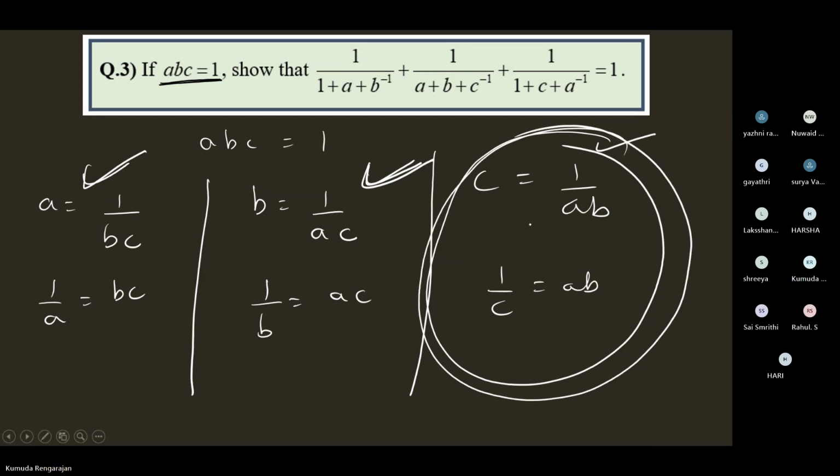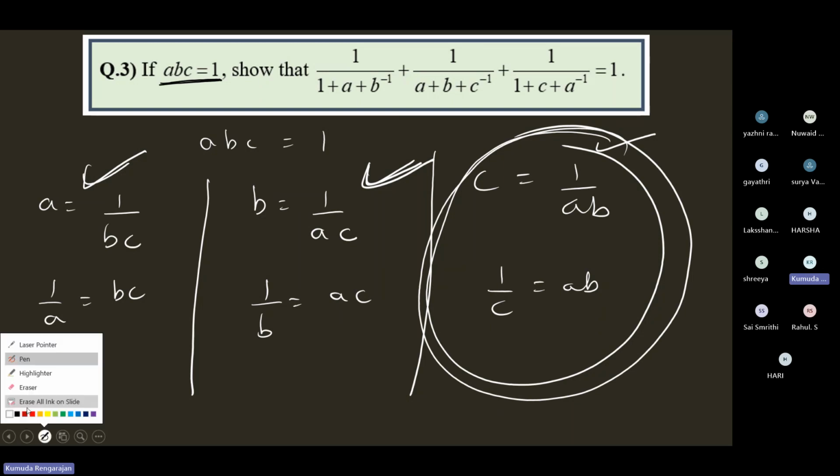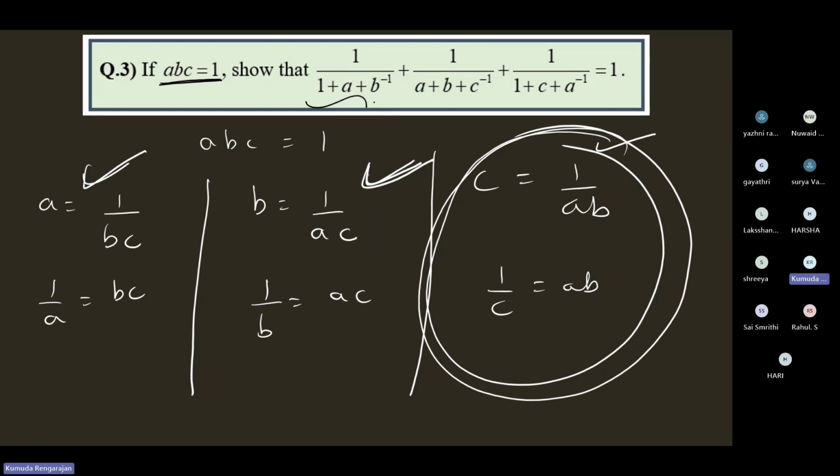That is, I have eliminated C and 1 by C. In this expression, if I have C, I'm going to write it as 1 by AB. And if I have 1 by C, I'm going to write it as AB. So in the expression given in the question, we have three variables, A, B, and C. You choose to eliminate one of them.